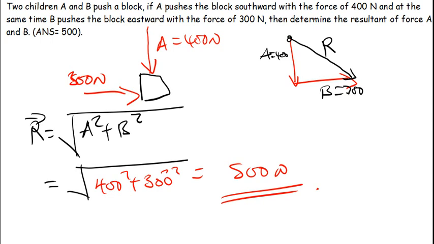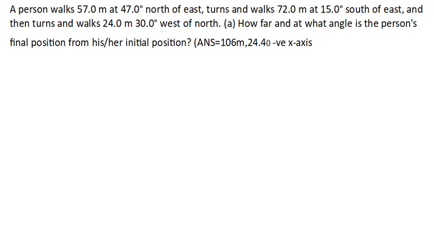Okay, so the next question is, a person walks 55.0 meters at an angle of 47 degrees north of east. These are very important terms which we have to know under vectors. What does the word north of east mean? North of east meaning the angle is nearer east than north. So if you have north of east, meaning the angle is near this than north.